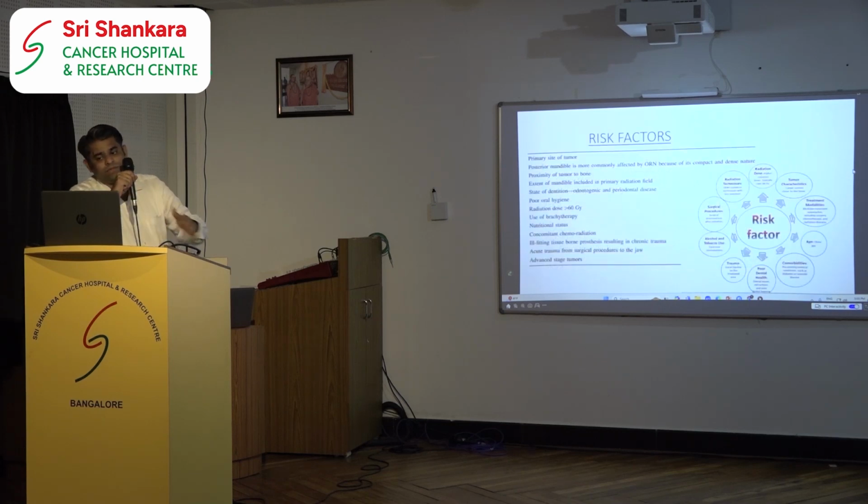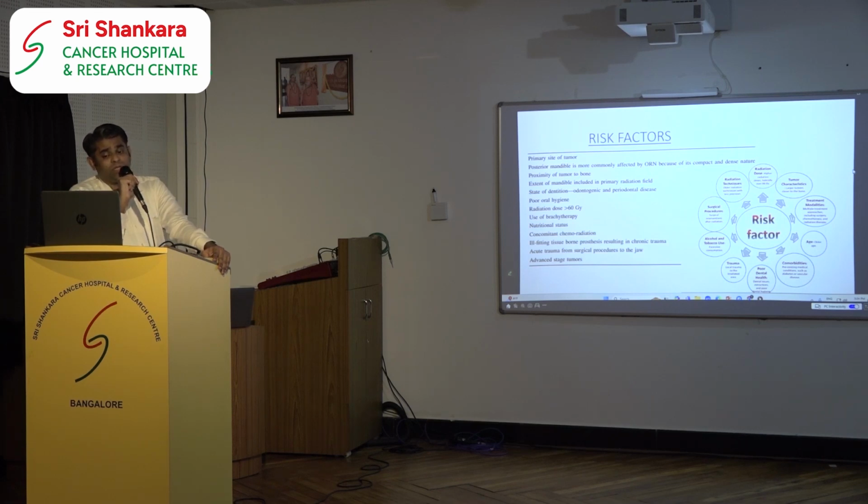The risk factors. The site of the primary, oral cavity and oropharynx, tend to have more. If the tumor is close to the mandible, then the chances of ORN and the radiation received by the mandible are more. So the site of the primary has a bearing on the risk of ORN. The posterior mandible is more commonly affected by ORN because of its compact and dense nature. Again, like I said, the site has a bearing on whether the patient is at risk for ORN.